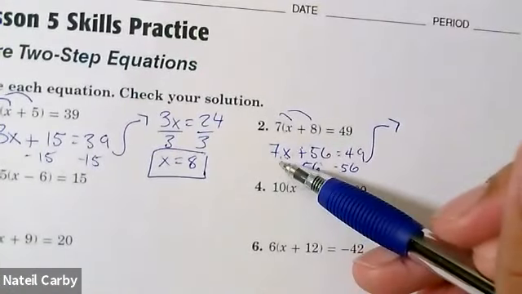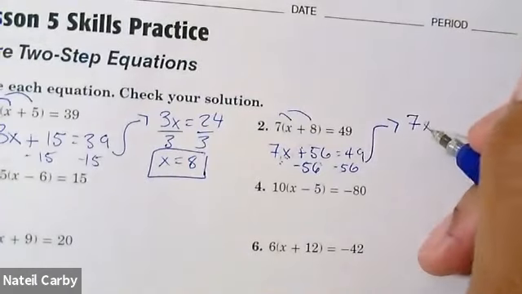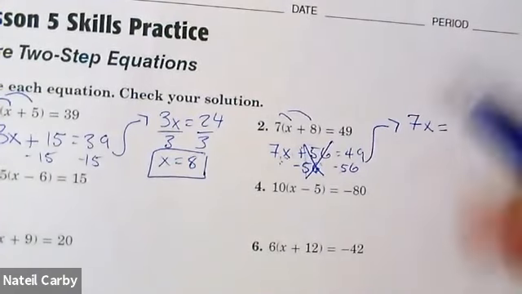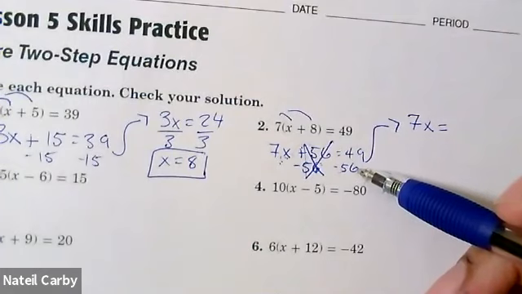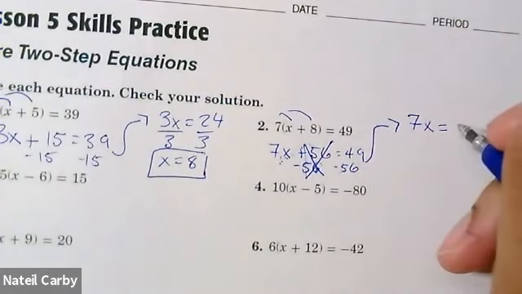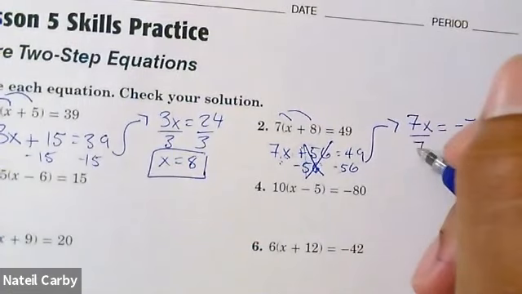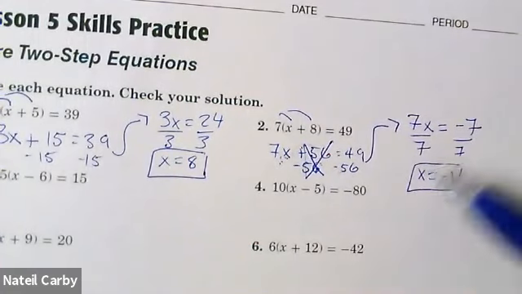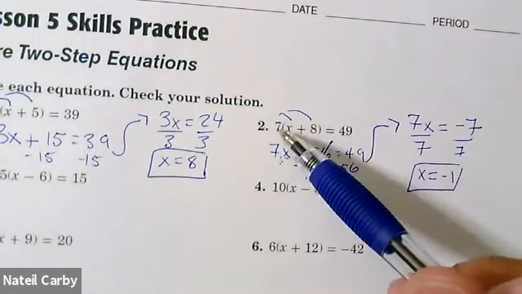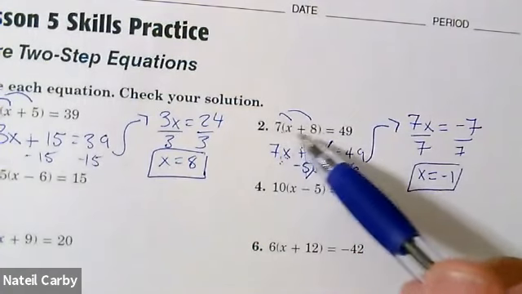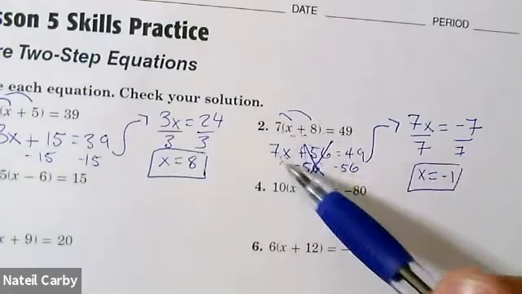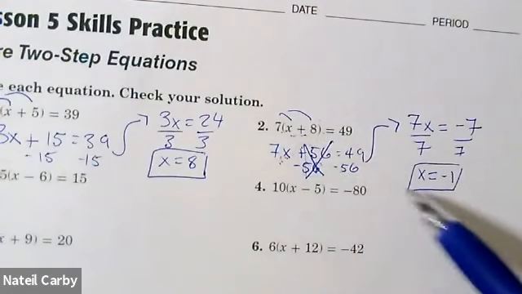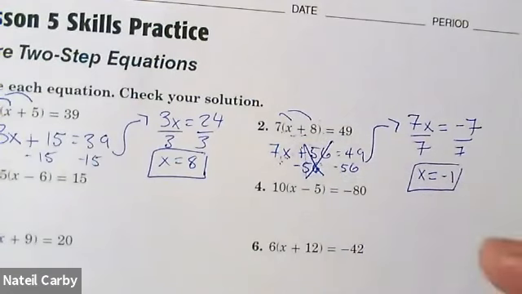So I'm going to bring over my 7x plus 56 minus 56, they cancel. And then 49 minus 56, let's say negative 7. And then you divide, x is equal to negative 1, right? So again, when you see your grouping symbols, you can't simplify what's in there. Distribute in order to manipulate all of the terms into something that you can use, right? And then solve for your variable.